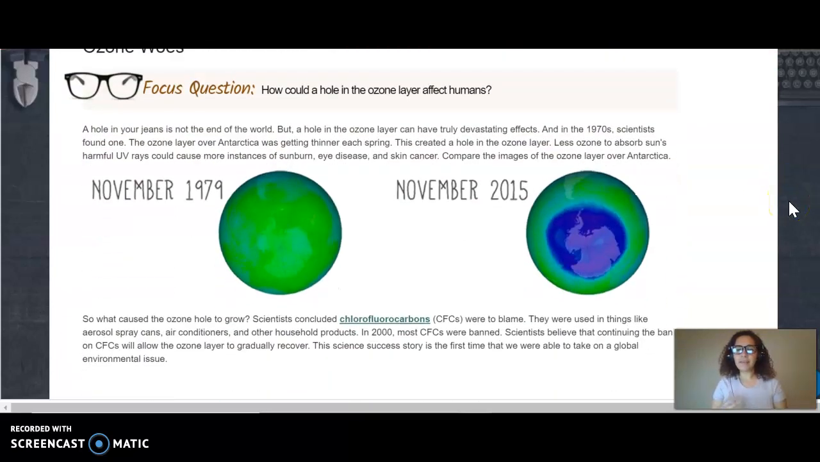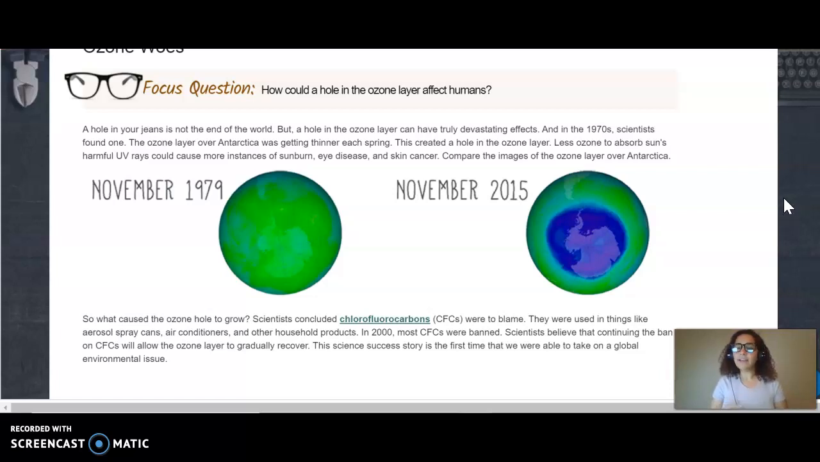So the reason that we care about the ozone layer is that over the course of many years, we've found that there's actually a hole in the ozone layer. So when there's a hole, that means less of the layer is able to absorb the sun's harmful UV rays. So this has effects like maybe more sunburns, more eye disease, and more skin cancer.